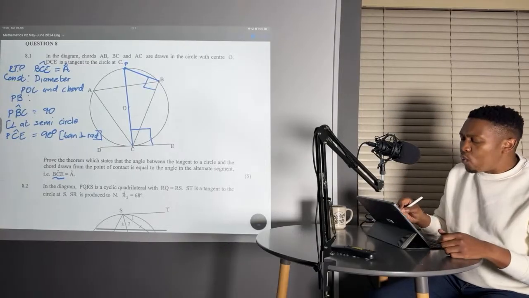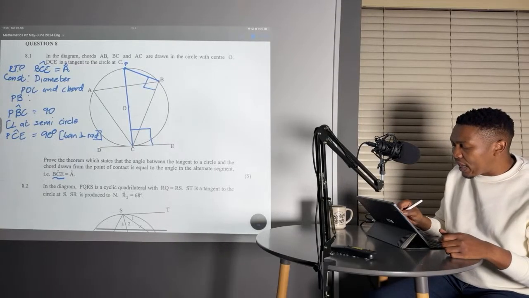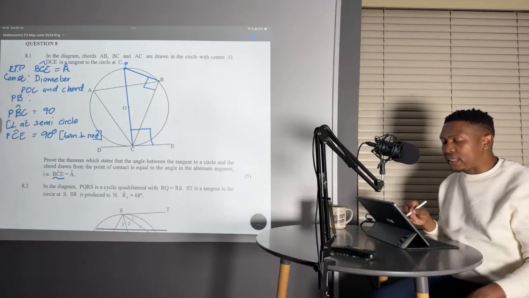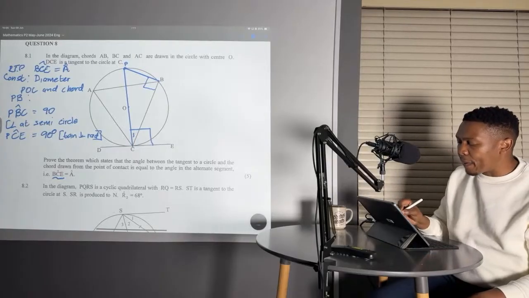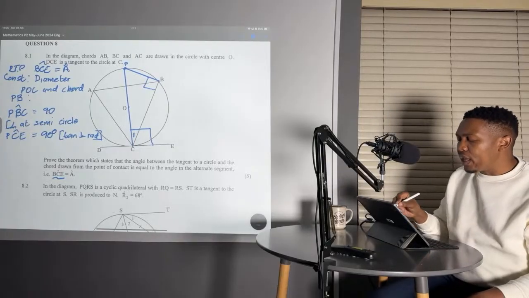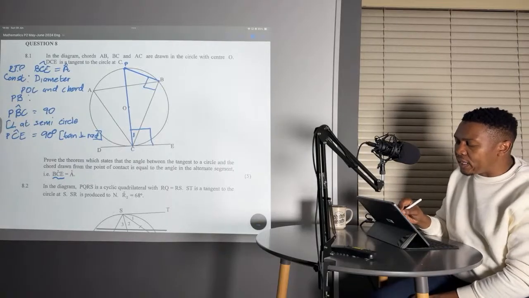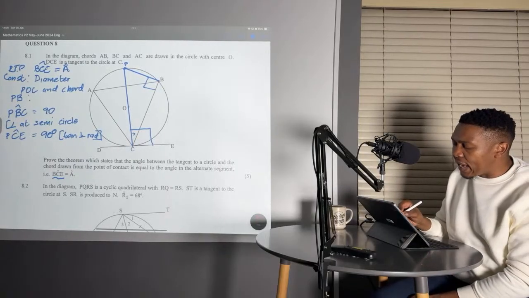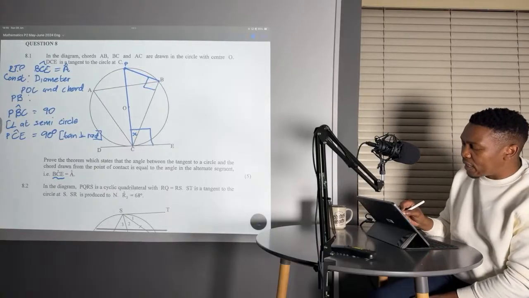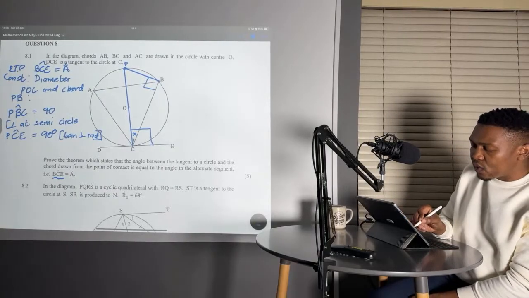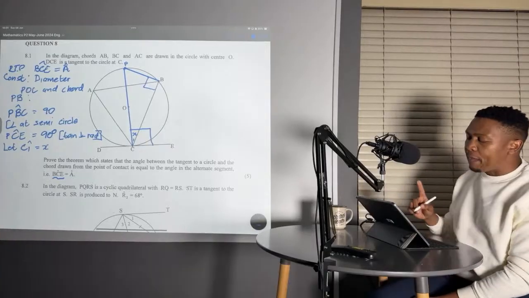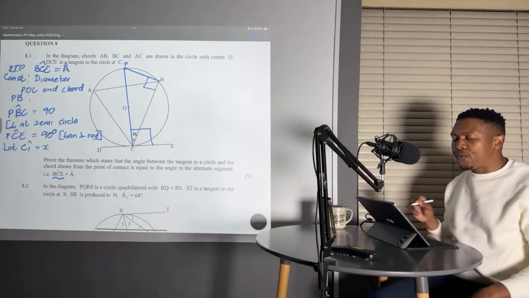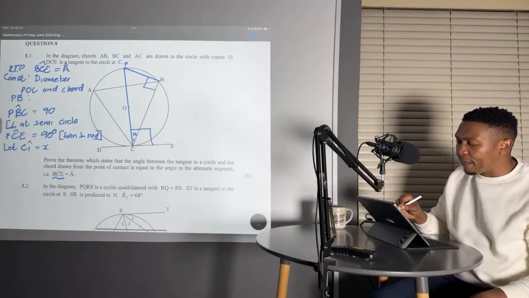Now, we know the angle, let's call it angle C1, or you can say PCB, right? So angle C1, okay? Now, if we wanted to find C1, let's call it X. So let angle C1 equal X. Then what happens? Then we can actually find out what is the angle, right?